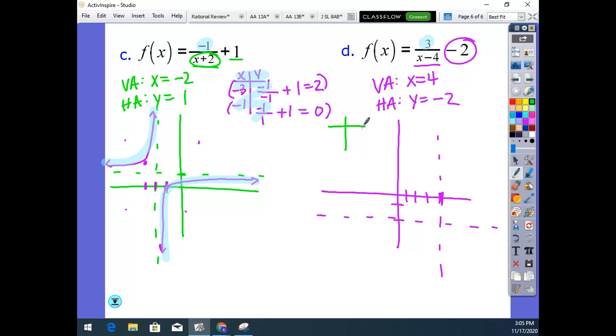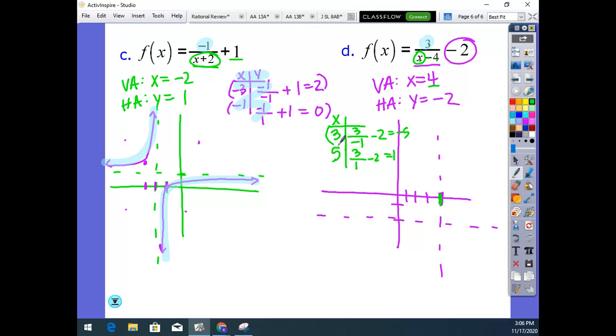All right. So I'm going to make a little table. It's crossing through at +4. So I'm going to pick the number before, which is 3, and the number after, which is 5. I'm going to plug these numbers in for my x. So I get 3 over 3 minus 4 is -1. This is -3 minus 2 is -5. Now I'm going to plug in 5 in for my x. 3 over 5 minus 4 is 1 minus 2. This is 3 minus 2 is 1.